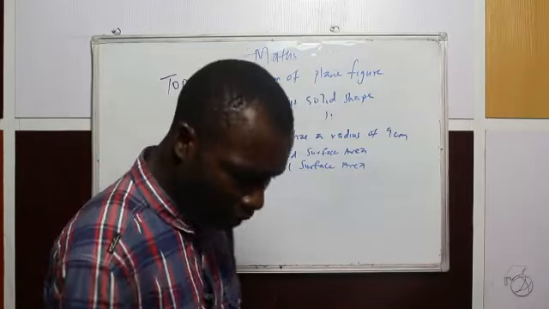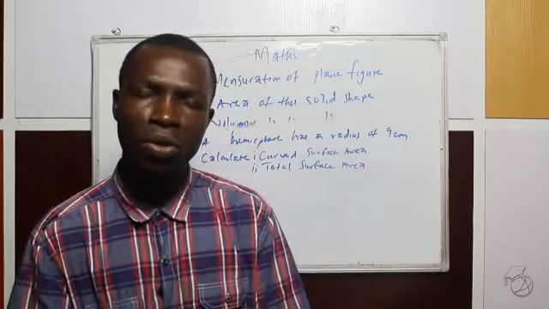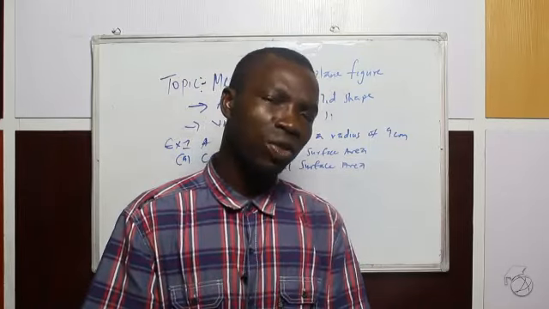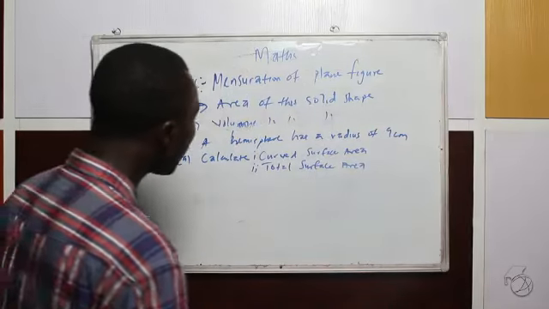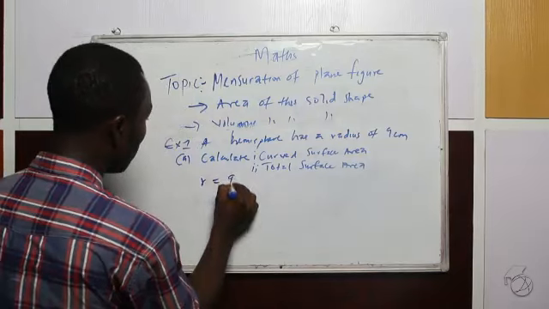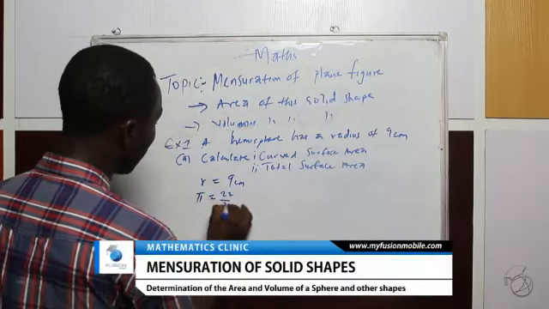area and total surface area. Please, I don't want you to be confused about curved surface area and total surface area. They are different. Curved surface area is different from total surface area. Now, we are being given the radius to be 9 centimeters, and our pi to be 22/7.